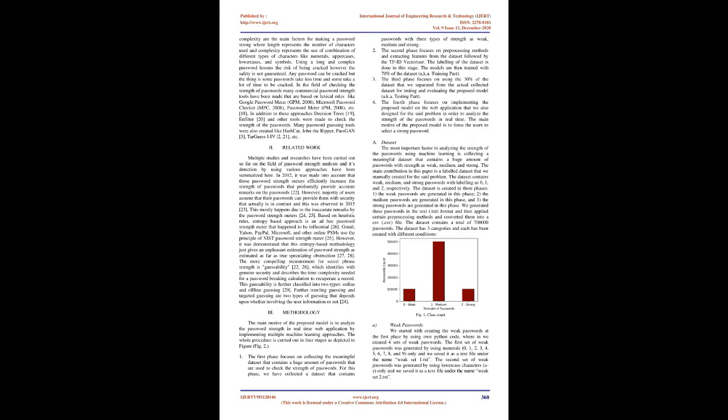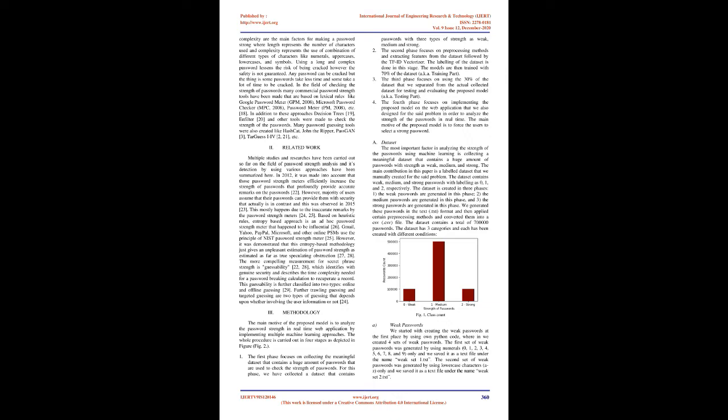that are based on lexical rules like Google Password Meter, GPM, 2008, Microsoft Password Checker, MPC, 2008, Password Meter, PM, 2008, etc. 18. In addition to these approaches, Decision Trees 19, Infilter 20 and other tools were made to check the strength of the passwords. Many password guessing tools were also created like Hashcat, John the Ripper, PassGAN, TarGuess-I, 21, etc.